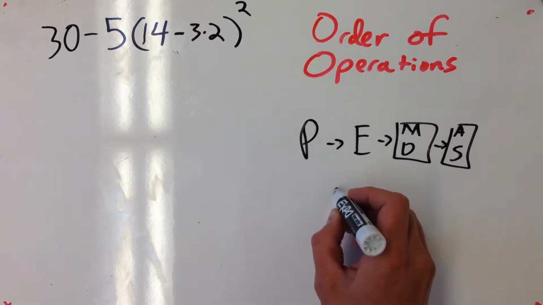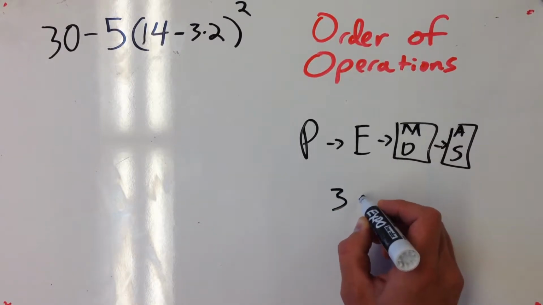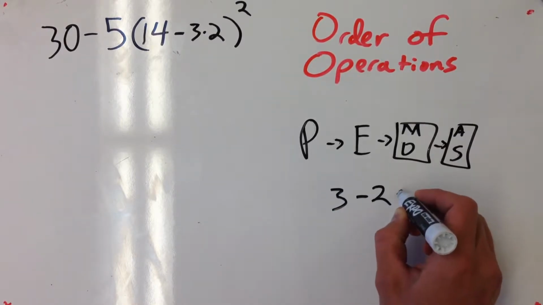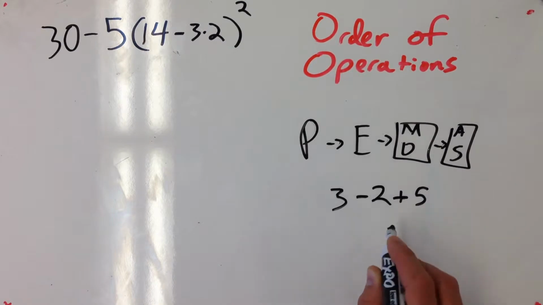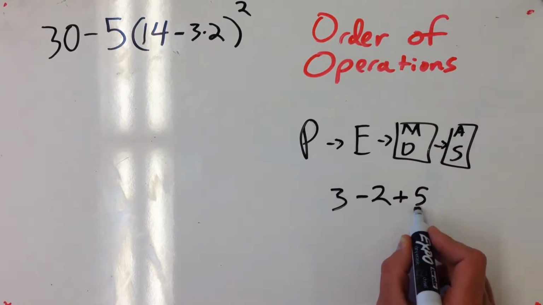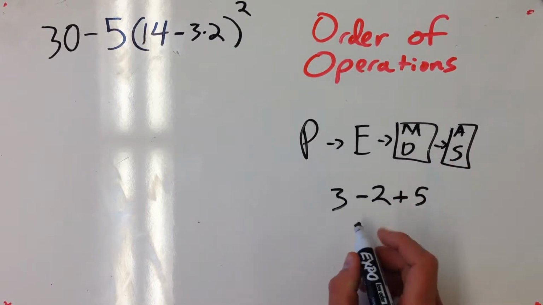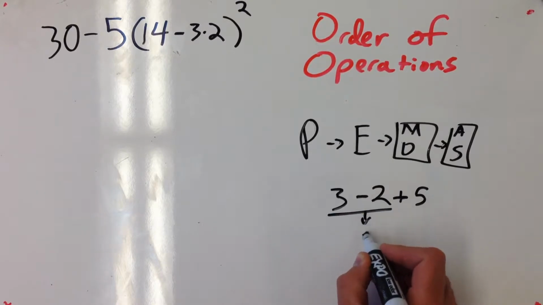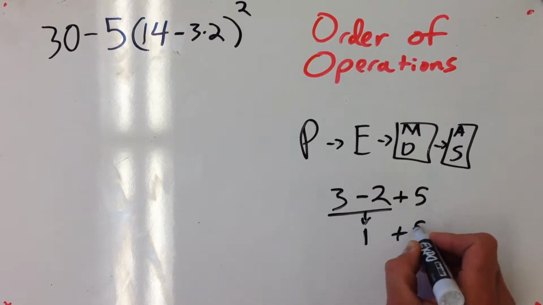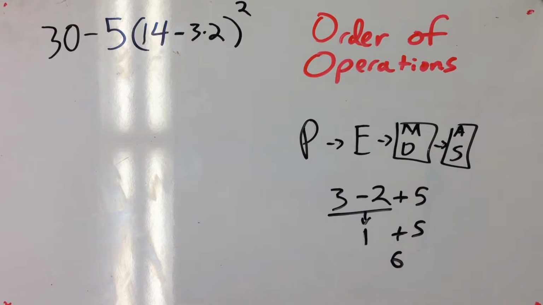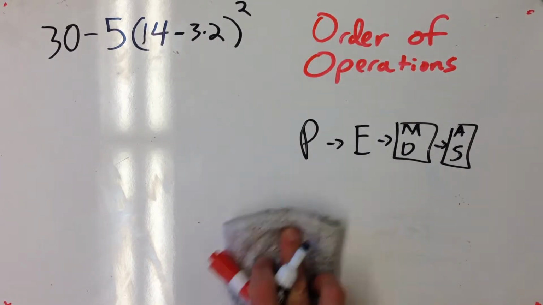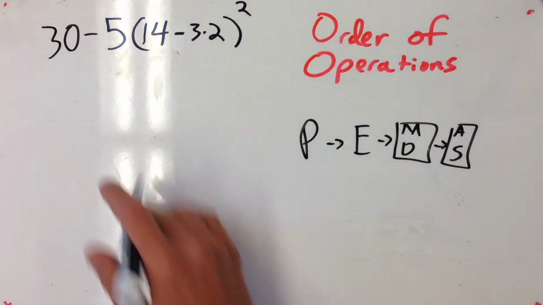So if you had a question like 3 minus 2 plus 5, the temptation would be to do 2 plus 5 first. But if it's just addition and subtraction remaining, you work left to right to get 1 plus 5 to get 6. All right, so the problem I've got here is a little bit more complex.